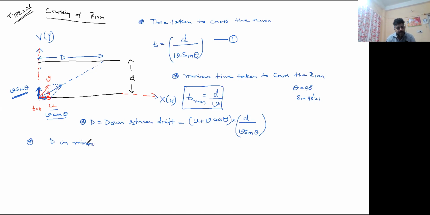And you can find out one more thing, that is the downstream drift D in minimum time. So my minimum time is this much when my theta is 90 degree. If my theta is 90 degree, cos 90 is 0. So my D in minimum time is U, because V cos theta, cos 90 is 0, U into D by V. Is it okay, everyone?